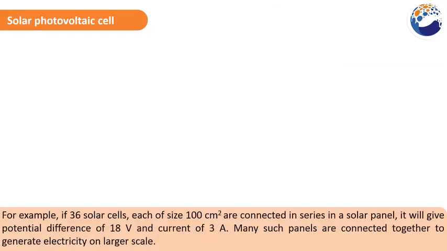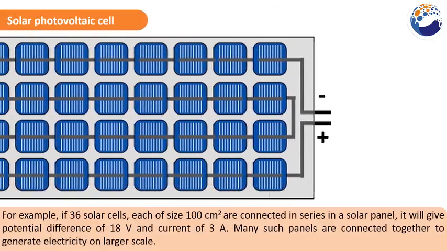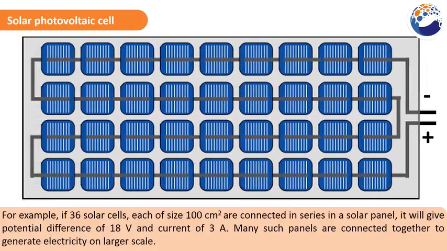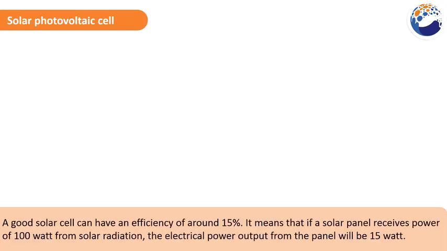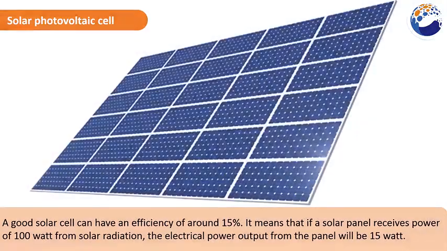For example, if 36 solar cells, each of size 100 cm², are connected in series in a solar panel, it will give potential difference of 18 volt and current of 3 ampere. Many such panels are connected together to generate electricity on larger scale. A good solar cell can have an efficiency of around 15%. It means that if a solar panel receives power of 100 watt from solar radiation, the electrical power output from the panel will be 15 watt.